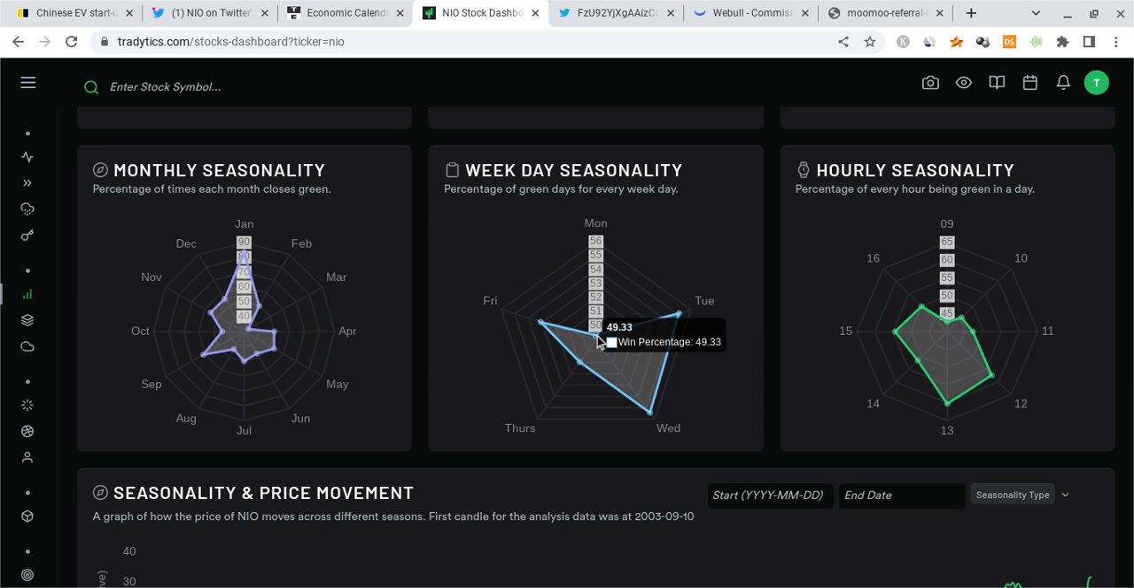NIO is only green about 49% of the time on Mondays, and don't forget that NIO tends to do better during the third hour and the fourth hour of the trading day, and also during the sixth hour, NIO tends to do a little bit better. Those are NIO's better hours.